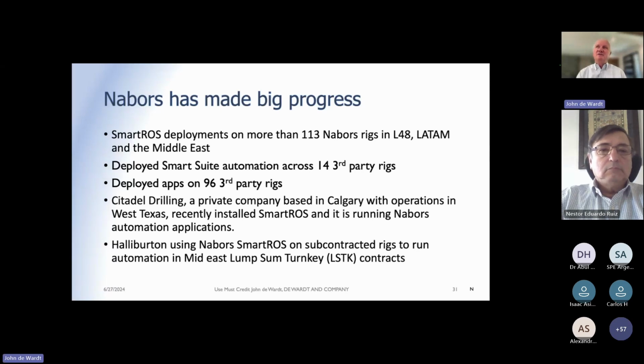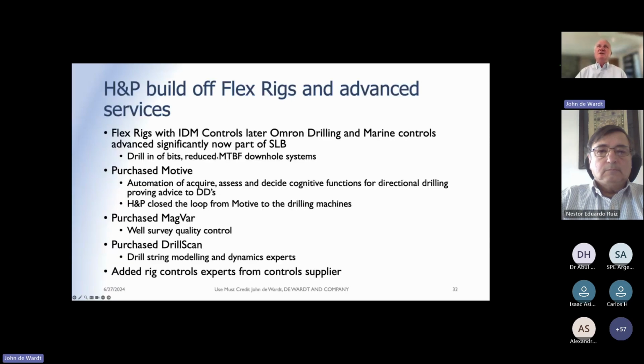That's remote. And they also said that they expected to have a slow ramp up to get the benefits from it, but the benefits came immediately from the applications. And H&P built these flex rigs years ago. So this was back in the early 2000s. They had IDM controls, which later became Omron Drilling and Marine. And that's now become part of SLB. When SLB bought these companies to build their own system, they brought in Omron Drilling and Marine.